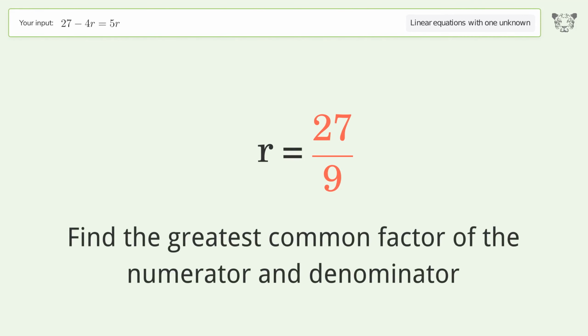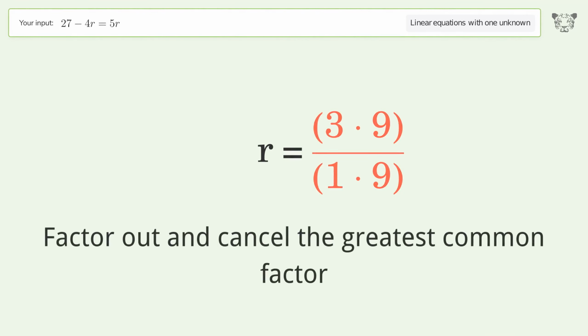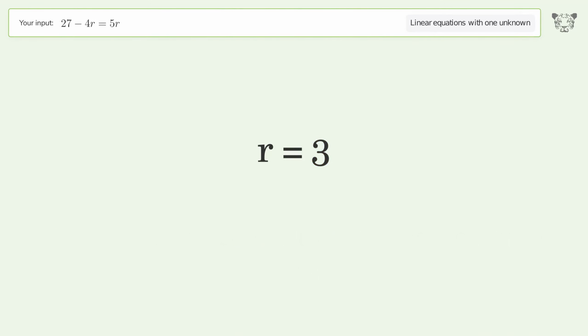Find the greatest common factor of the numerator and denominator. Factor out and cancel the greatest common factor. And so the final result is r equals 3.